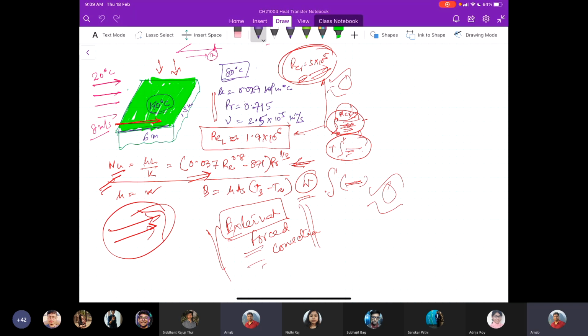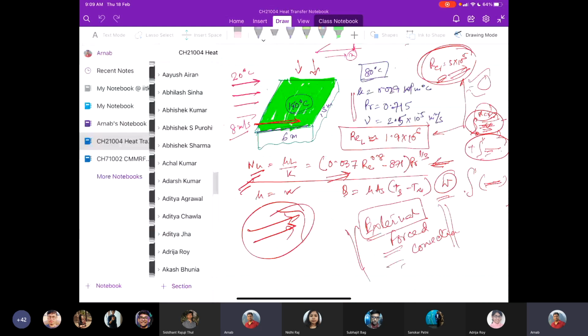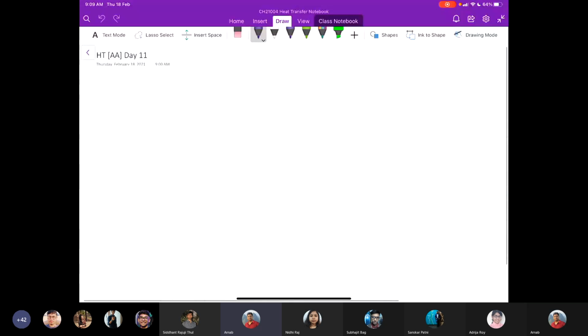Okay, now today we will see that not only our flat plate, there can be several other objects over which a flow can happen. Okay, so the most popular are the flow across the cylinder and sphere.